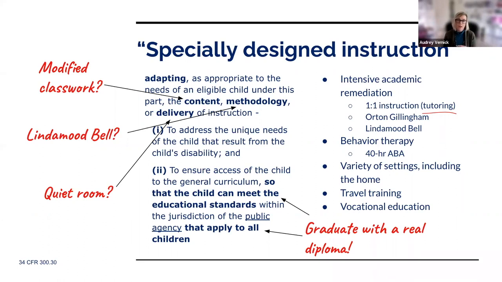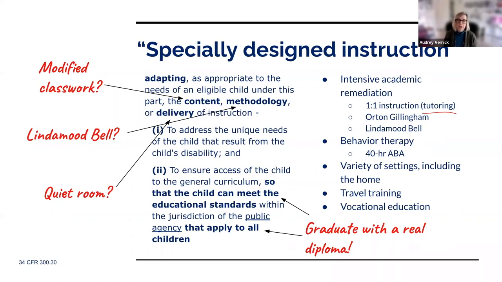The methodology: do they need a specific literacy instruction to learn how to read? Or the delivery of instruction: do they need that in a quiet room? Do they need questions read aloud to them, etc.? And then in part 2 there, so that the child can meet the educational standards within the jurisdiction of the public agency. This means, is the child making progress so that they can graduate with a real diploma at the end?